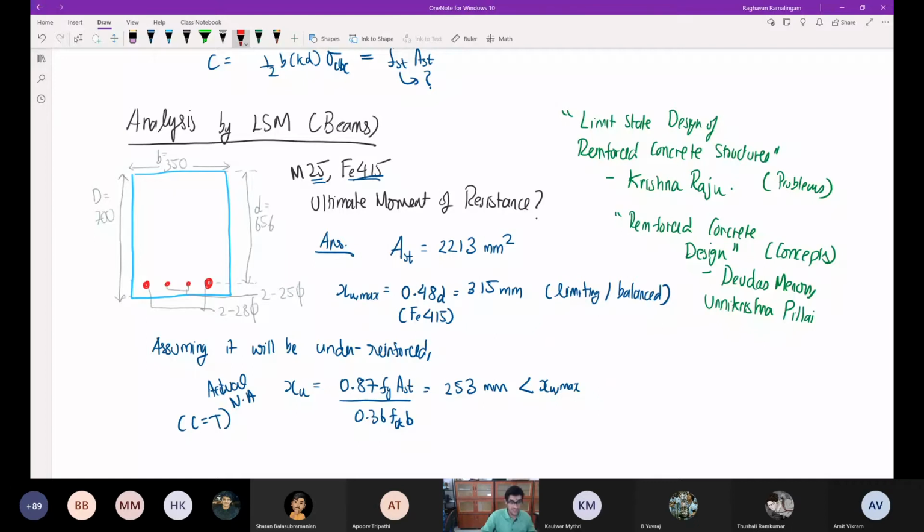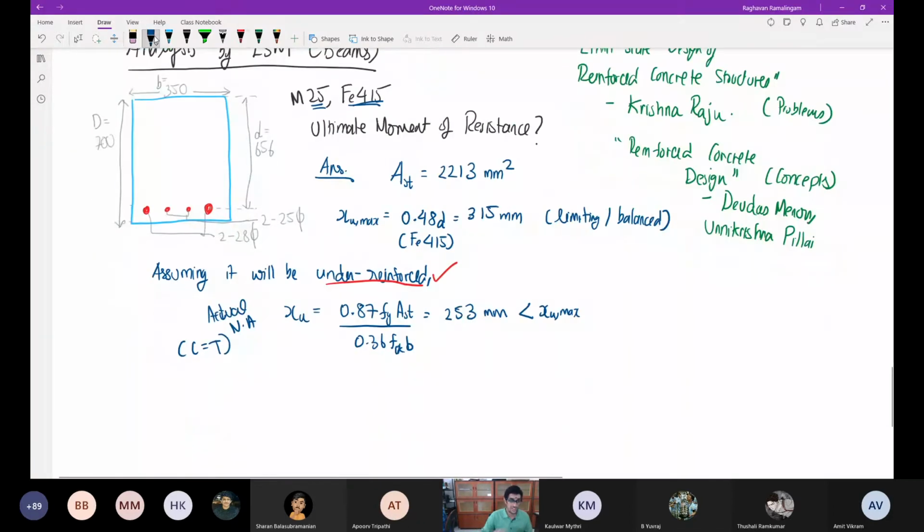Sorry, so yes, this is correct. Since XU is less than XU max, this assumption is correct. It is actually under reinforced. So now you can proceed to find out the moment of resistance. So MUR, the ultimate moment of resistance. The formula is simply the compressive force, which is given by 0.36 fck B into XU.